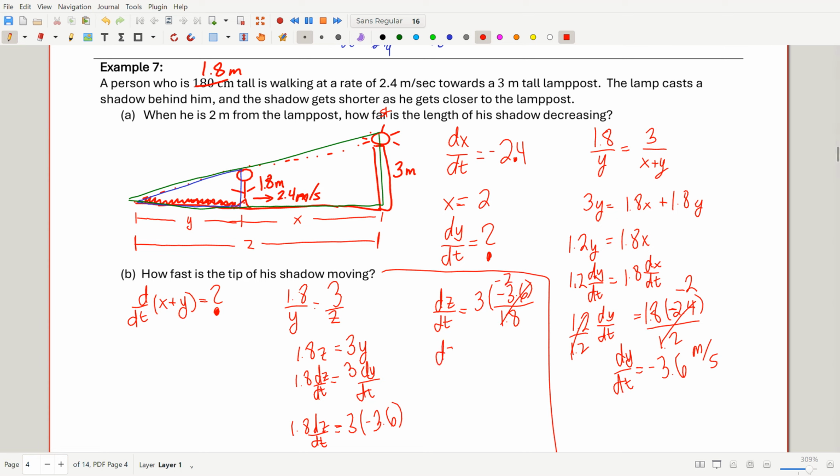So dz dt equals negative 2 meters per second. It would be negative 6 because I never multiplied by 3. I was about to say that doesn't make sense because it needs to get faster. Yep, negative 6.